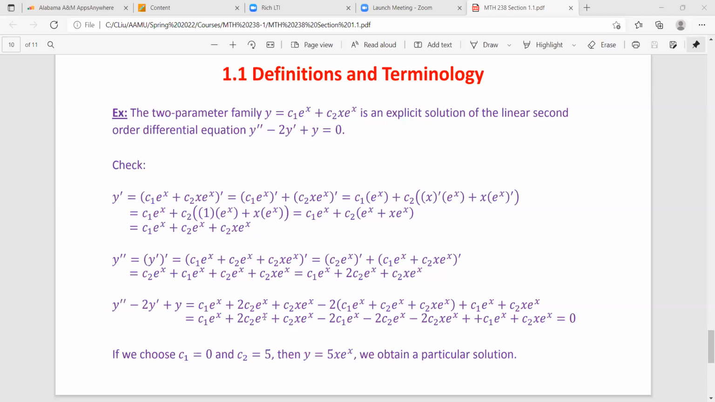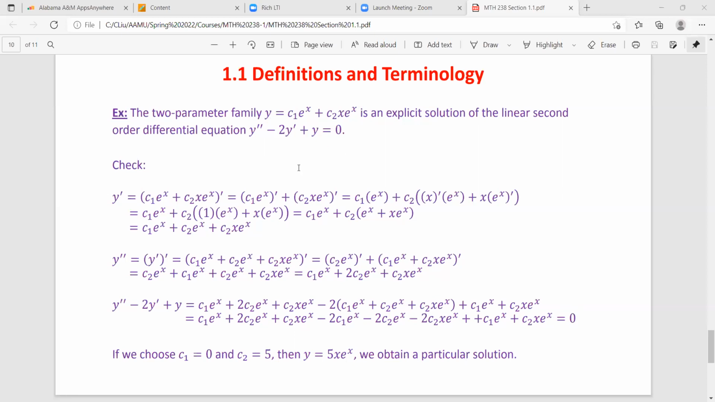And then we have 2c2 e to the x minus 2c2 e to the x. They will cancel also. And the only thing left, I think, is just the c2 e to the x, negative 2 c2 e to the x, and the plus c2 x e to the x. Again, they cancel completely. If you check those terms one by one, they just cancel each other completely. So we do get a 0, and that's what the differential equation is.